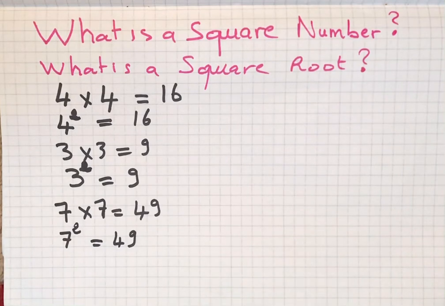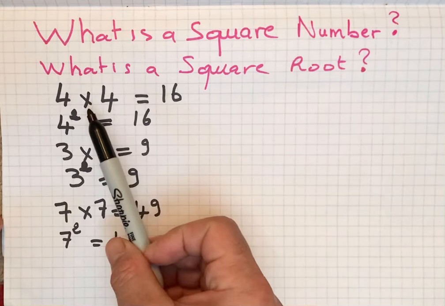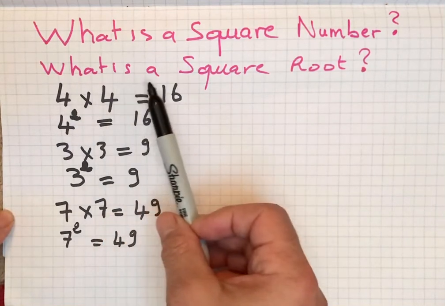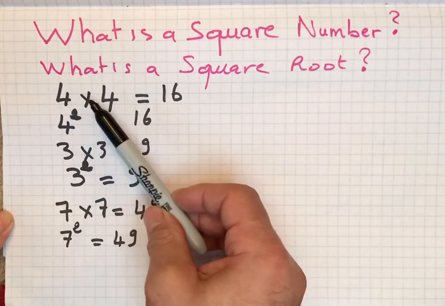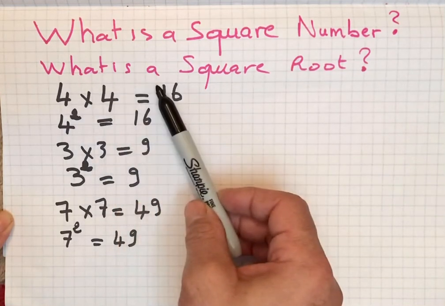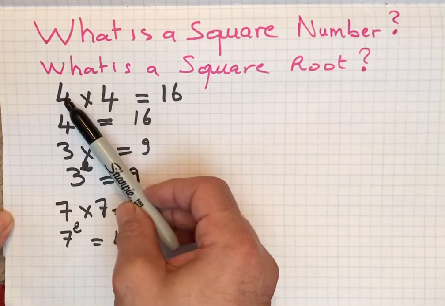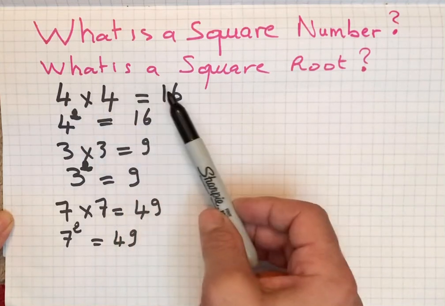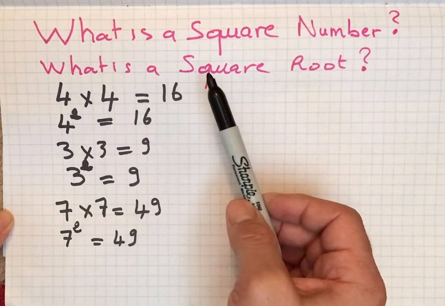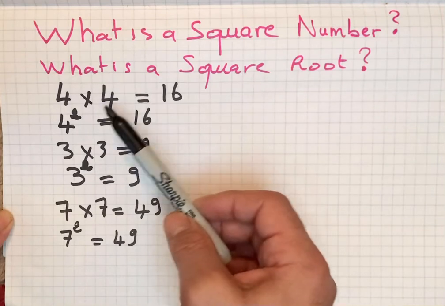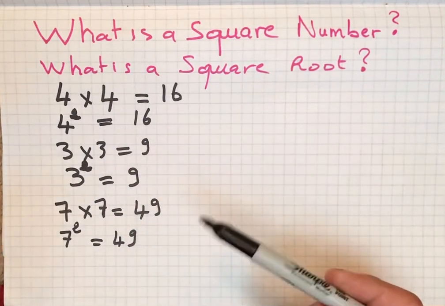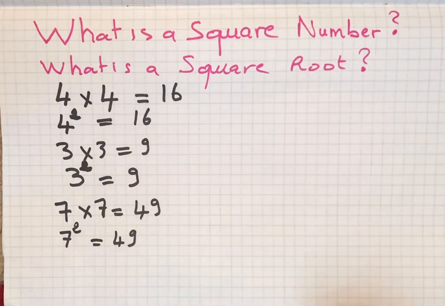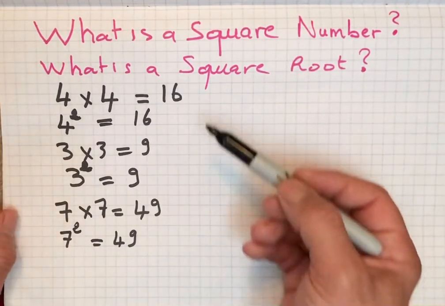Now it looks straightforward. When we square a number, that is the square number. When we multiply any number by itself, 4 times 4 equals 16, the square number of 4 is 16. The square number of 3 is 9, and so on. We can reverse this. We can say the square root.